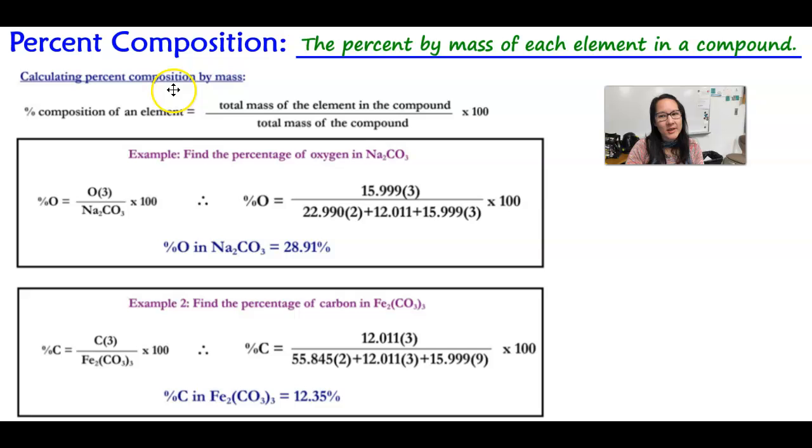Percent composition by definition is the percent by mass of each element in a compound. So when you want to calculate the percent composition by mass of a compound, you take the total mass of that element in the compound divided by the total mass of the whole compound multiplied times 100.